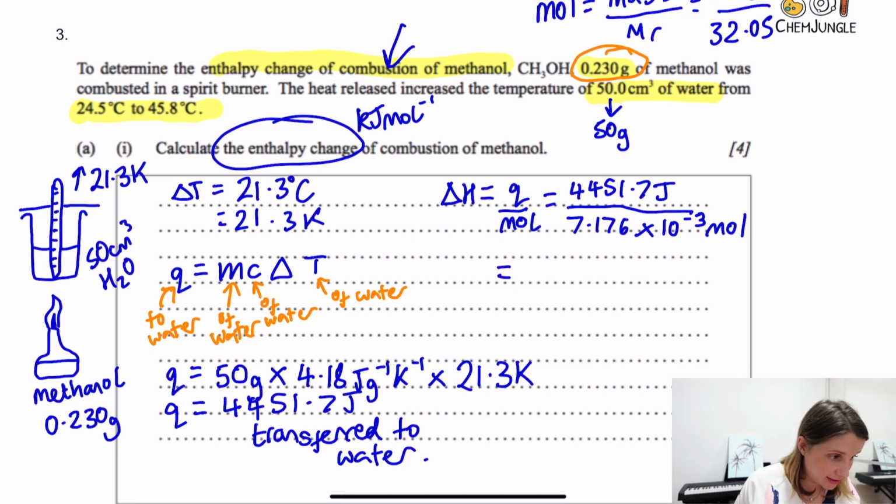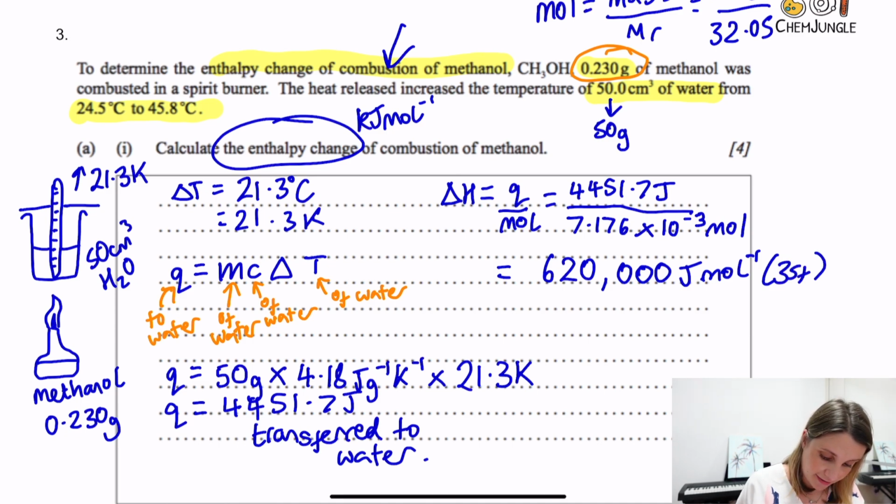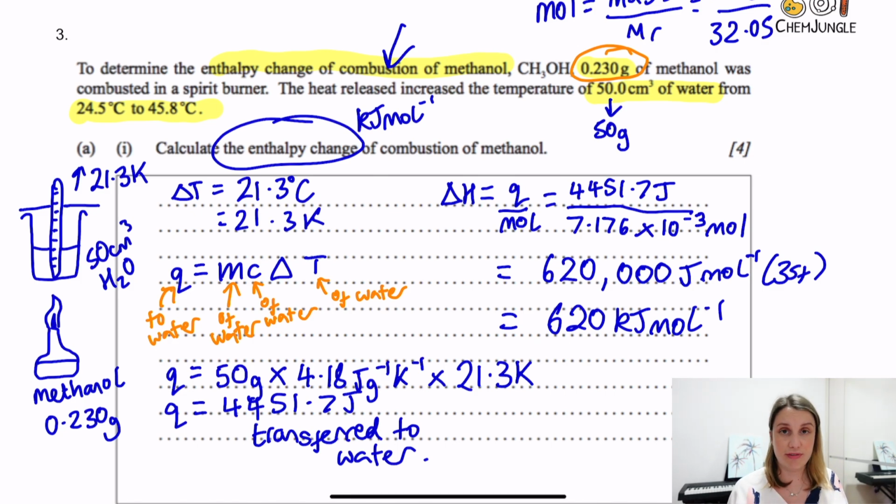So here, if we calculate this overall, you end up with 620,000 joules per mole. I've rounded this to 3 sig figs because every single number in the question is to 3 significant figures. So that's a really good ballpark if you're not sure how many significant figures to round to at the end. You might also have this as 620 kilojoules per mole, which is also fine.